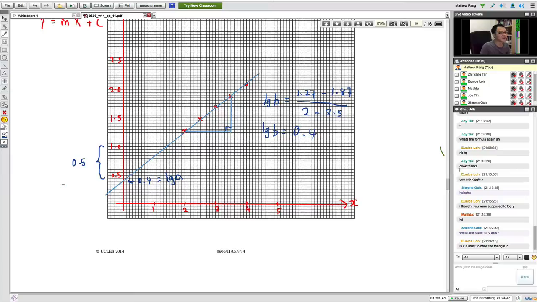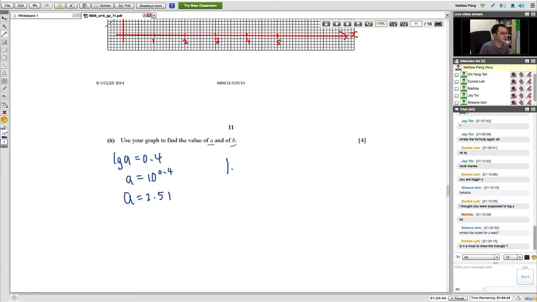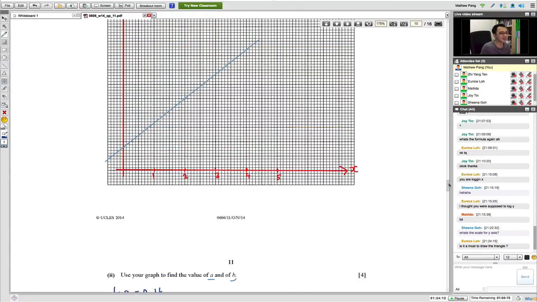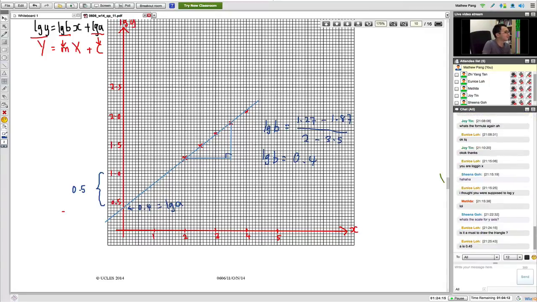Okay, so if I got log B equal to 0.4, I will do the same thing. Log B equals 0.4, so B equals 10 to the power of 0.4. So B will equal 2.51. Okay, B is correct according to the marking scheme, but this one is off a bit, because the marking scheme says the answer must be in the range 2.8 to 3.2. So I think my straight line should be slightly higher, then I can get a more accurate answer.